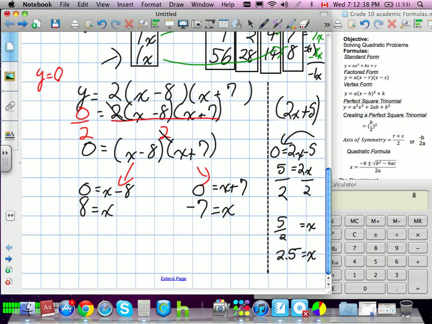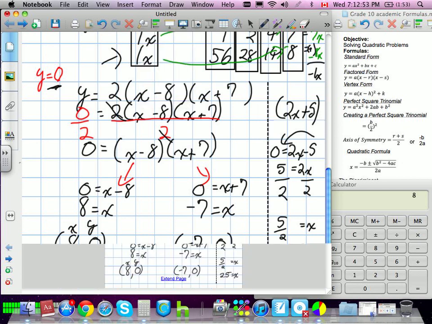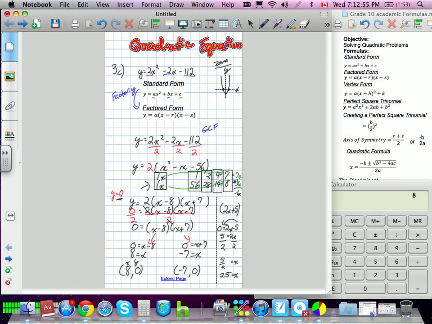And these are coordinates. When y is 0, x is 8. That's one of our coordinates, x and y. And the other one, when x is negative 7, y is also 0. So we go back up to our sketch here. Let's get the entire page. That means one of these, well, it just happened to work out pretty good. That could be 8 and 0, and this one could be negative 7 and 0. Okay, so we found the zeros to this.